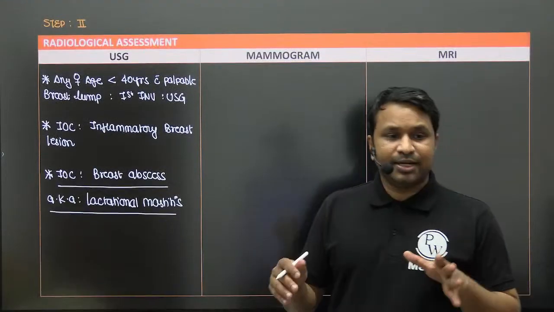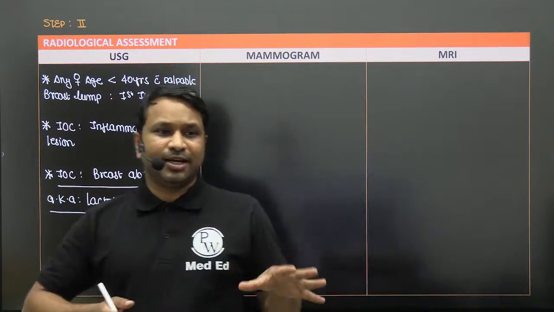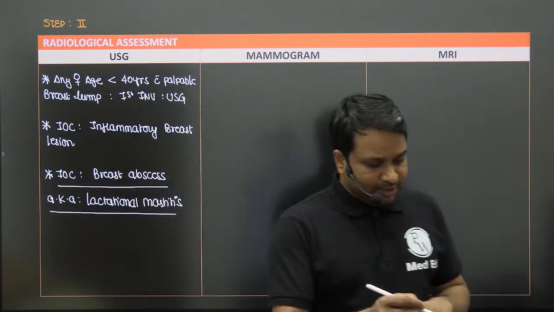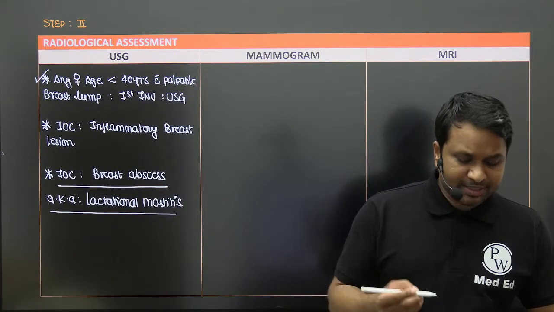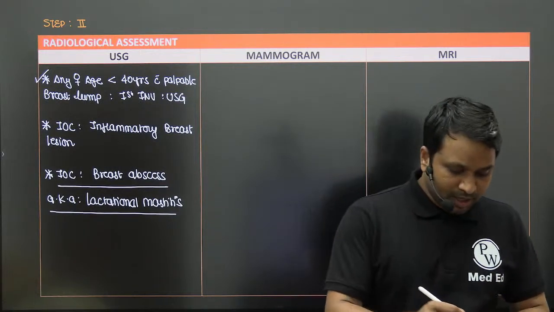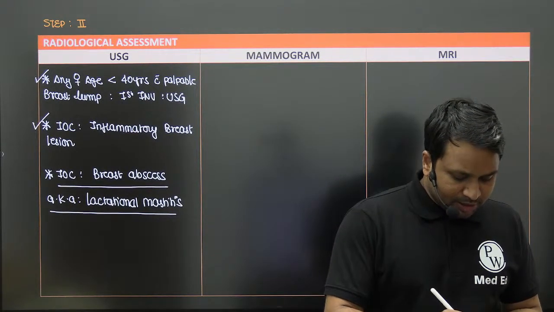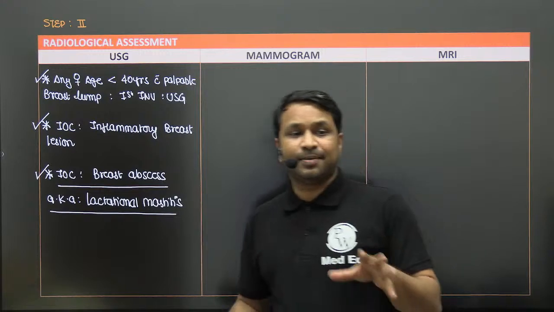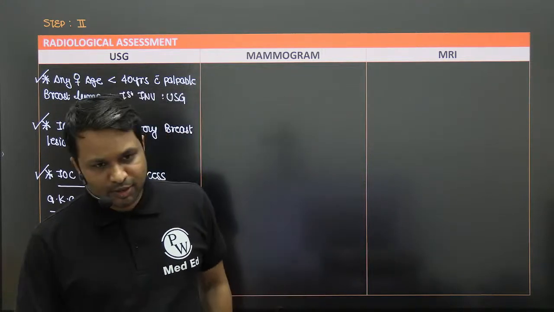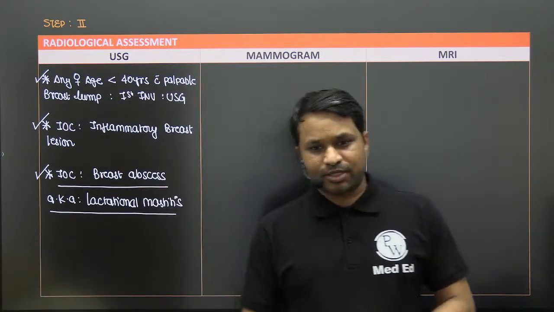So what are the current indications of ultrasound that you have? Any female of age less than 40 years with a palpable breast lump, any patient who has an inflammatory breast lesion, and all the patients who have breast abscess or lactational mastitis. It is going to be your investigation of choice.